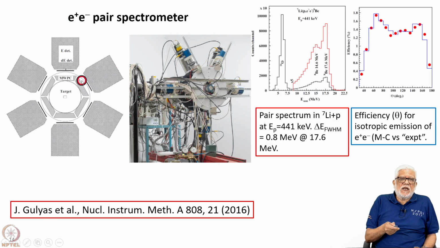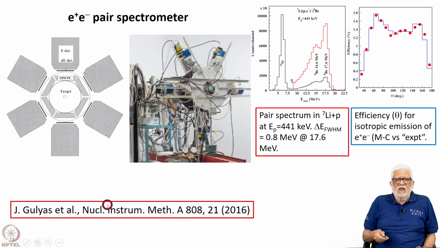It can either be a plastic or a gas detector, such as a multi-wire proportional counter, or it can be a very thin silicon detector which is position sensitive and so on. So you can actually measure the angle of each of these electrons or positrons and then reconstruct the sum energy spectrum with cuts on the angle and so forth.